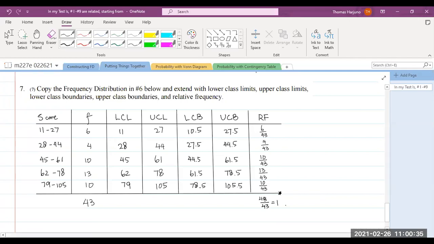Now, if you are done with that, we go on with the next part where I want you to compute the mean and variance and standard deviation.